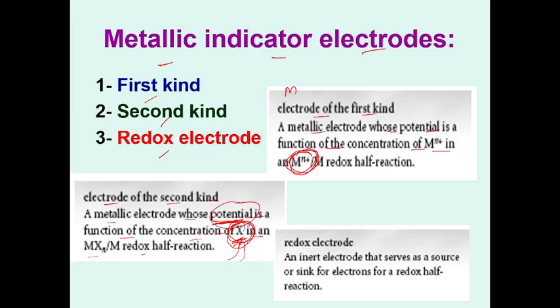Finally, the third type is the redox electrode, an inert electrode. This electrode is inert and serves as a source or sink for electrons for a redox half reaction. So whatever reaction is occurring in your electrolyte, it can work as a sink or as a source for the redox half reactions.